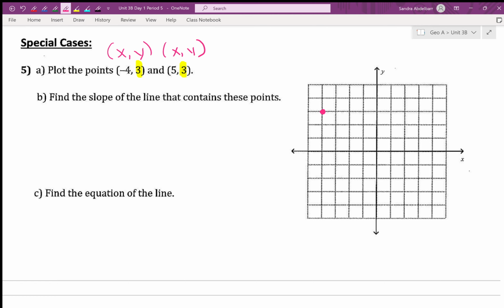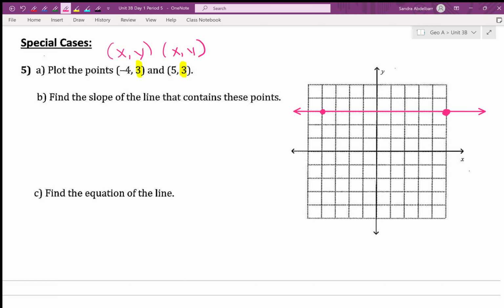All right, so that's the first point. How am I going to plot the point 5, 3? What am I going to do? To the right 5 and then up 3. And now we want to draw a line connecting these points. What kind of line is this? Well, all lines are straight. More specifically. Want to try again, Bryce? Starts with an H. Thomas? Horizontal. This is a horizontal line.